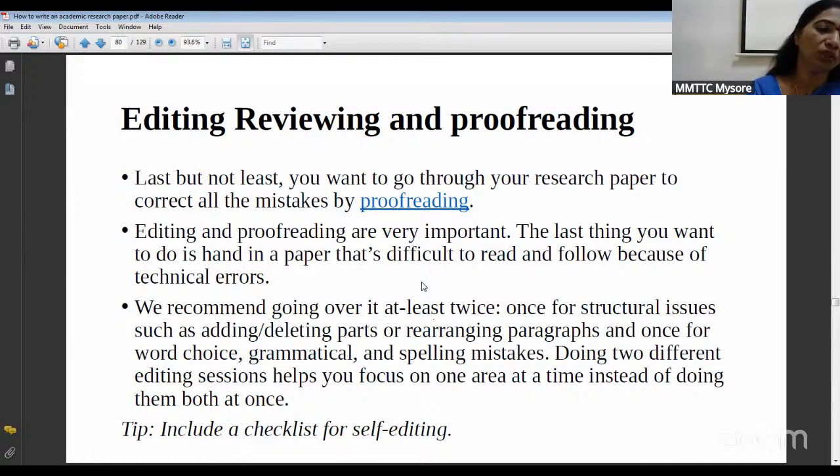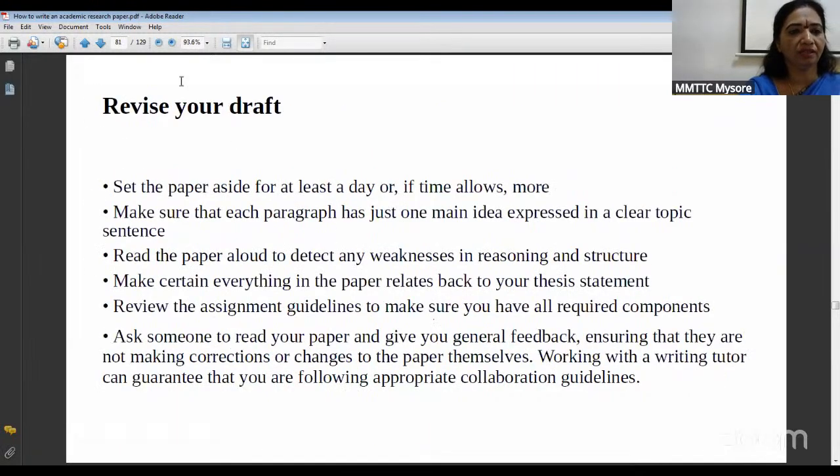So what you should do is start again with a fresh mind. You should check for grammatical mistakes, spelling mistakes, and even any wrong statements or continuity. All those issues should be addressed. Then revise your paper draft. Set the paper aside for a last day. If time allows, more drafting and correcting of the draft is required.